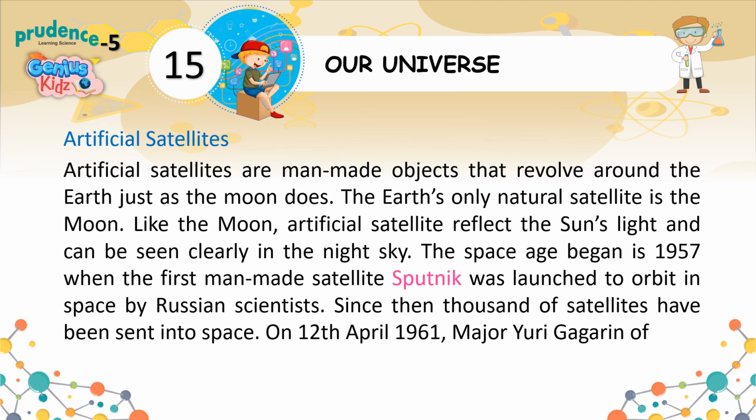Artificial satellites. Artificial satellites are man-made objects that revolve around the Earth just as the Moon does. The Earth's only natural satellite is the Moon. Like the Moon, artificial satellites reflect the Sun's light and can be seen clearly in the night sky. The space age began in 1957 when the first man-made satellite Sputnik was launched to orbit in space by Russian scientists. Since then, thousands of satellites have been sent into space.